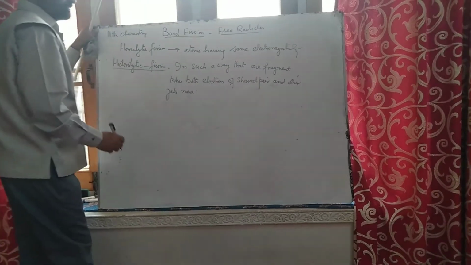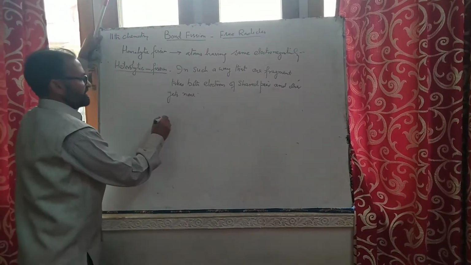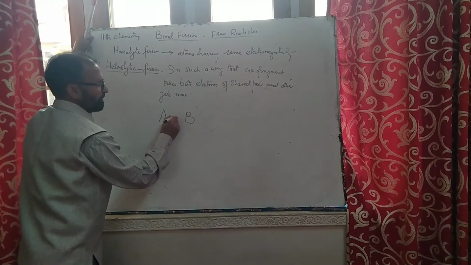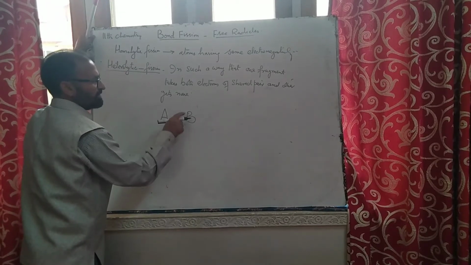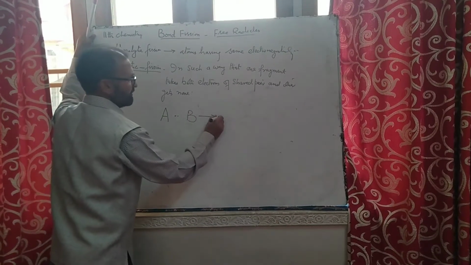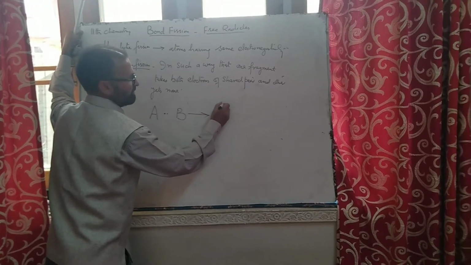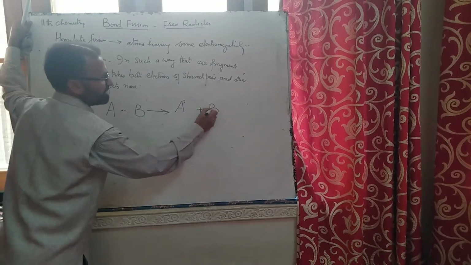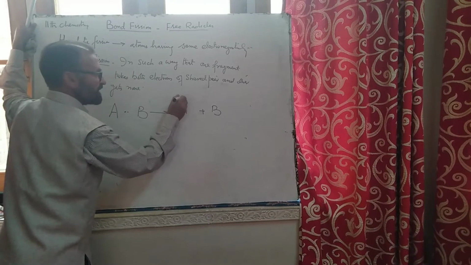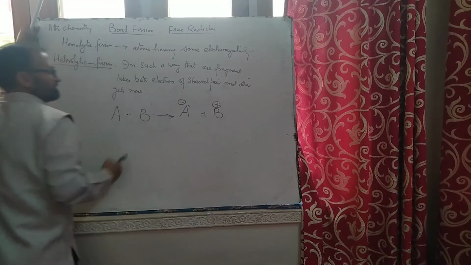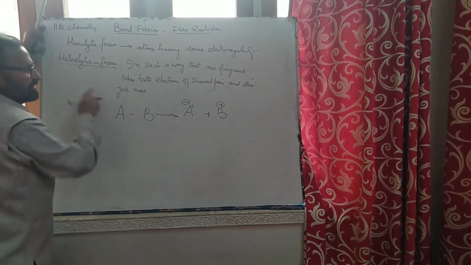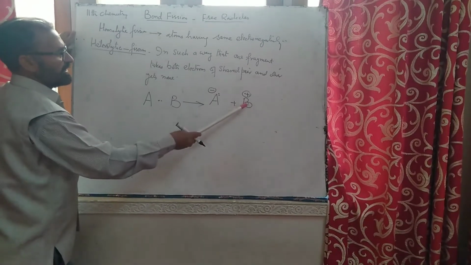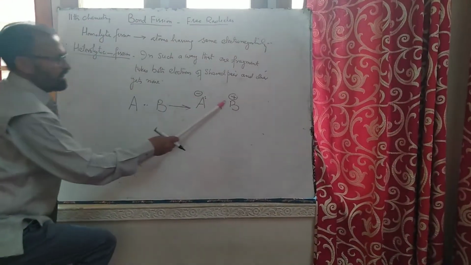With the result, I will show it here that it is an A-B type bond. This is a bond pair between the two, but they have different electronegativities. With the result, the bond pair goes to A, while B is devoid of the electrons. With the result, A gets negative charge and B gets positively charged. That is, in case of heterolytic fission, the fragments so formed are electrically charged, having positive or negative charge.